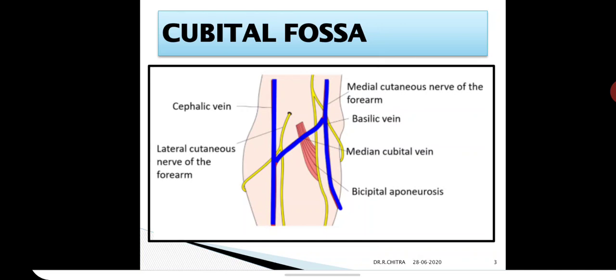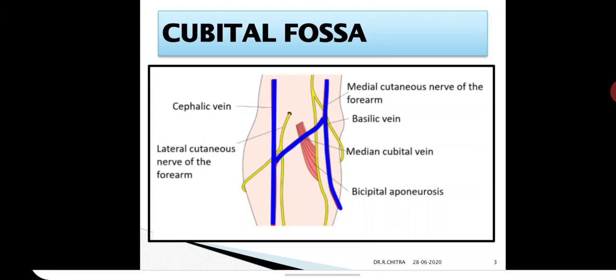Roof is the bicipital aponeurosis on which the median cubital vein is situated. What is this median cubital vein? It is the vein which connects the cephalic vein and the basilic vein. What is its importance? It is the vein used for intravenous injections in the upper limb, as it is not slipping because of its situation over the bicipital aponeurosis.